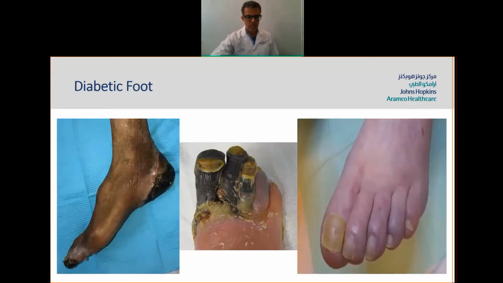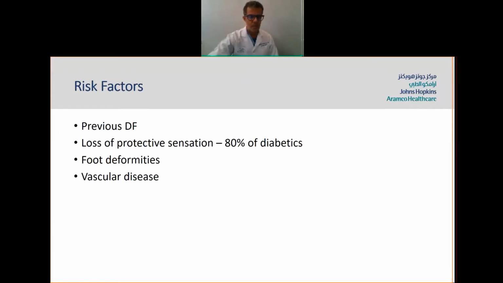If you could see these images that represent two or three types of diabetic foot, the left side and the middle pictures are depicting gangrene, which is dead tissue at the toes and also at the heel. The right side image represents the lack of blood supply and the initial stage of it before gangrene develops.